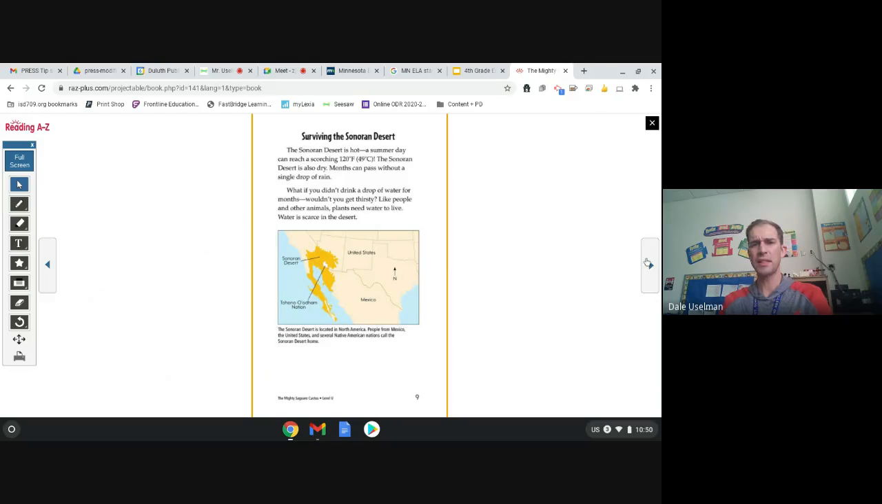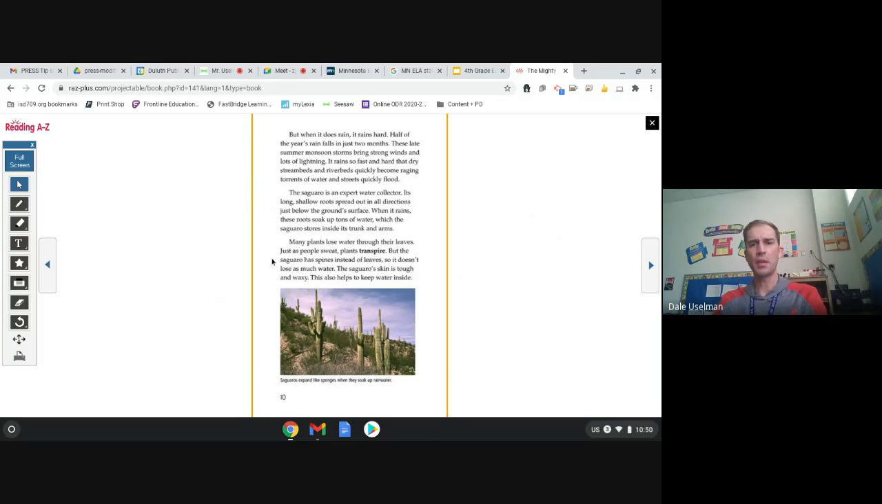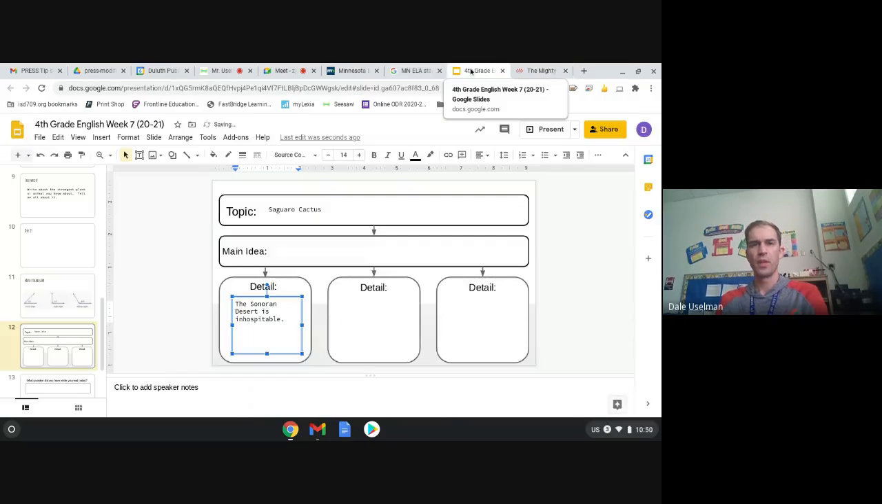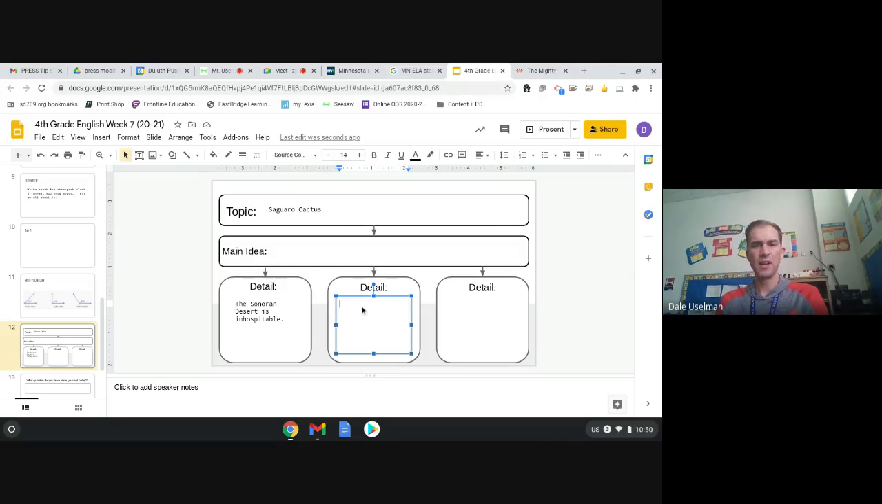And then as I glance to the next page, I remember reading a lot about, in fact, the last 2 paragraphs on this page were about how the saguaro cactus stores water to survive in the desert. So because 2 whole paragraphs out of 3 paragraphs are about that, I think it's a pretty big detail, so I'm going to include that. The saguaro cactus stores water to survive the desert.